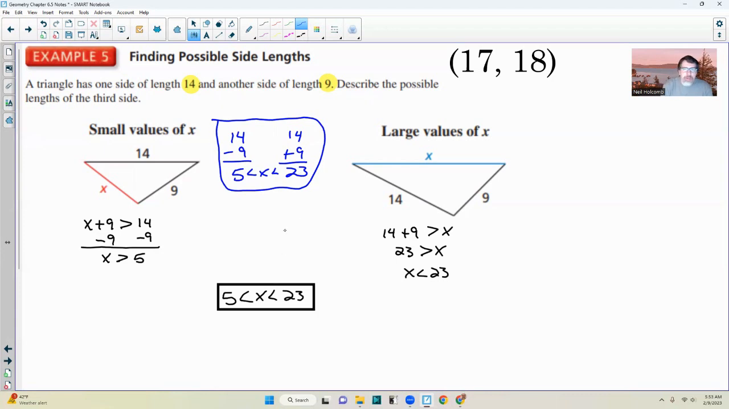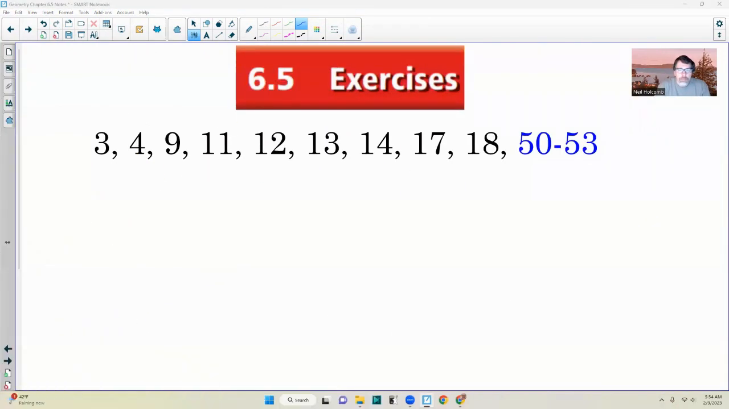Okay, so now you should be able to do problem numbers 17 and 18. That brings us to the end of exercise 6.5. And here are the exercises that I wanted you to do.